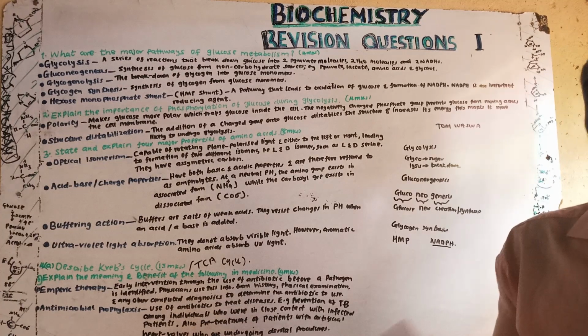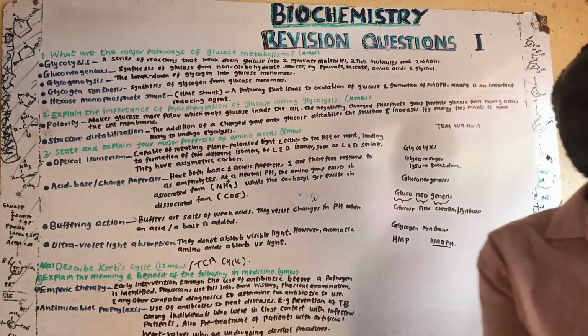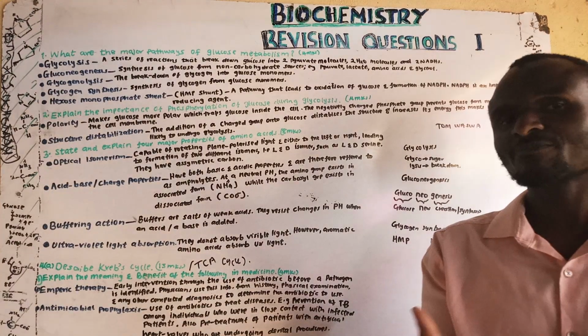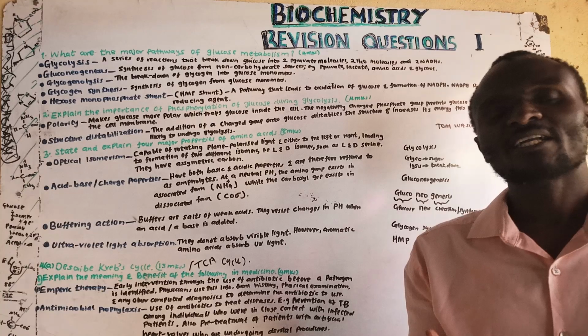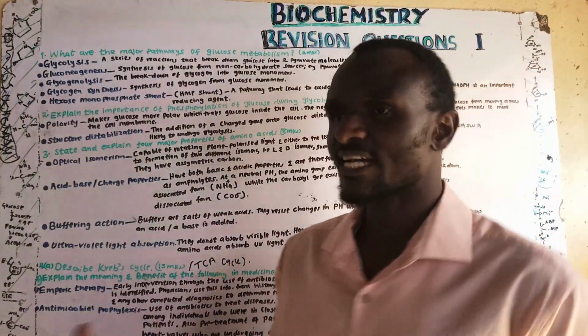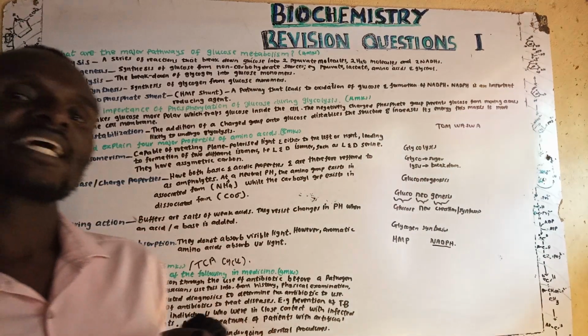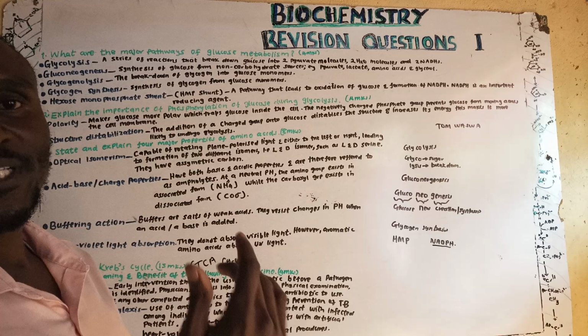How do you define the term optical isomerism? Optical comes from the word optics, and optics means light. So an optically active isomer refers to that isomer that is capable of rotating plane polarized light, either to the left or to the right, leading to formation of 2 different isomers, L or D isomer.